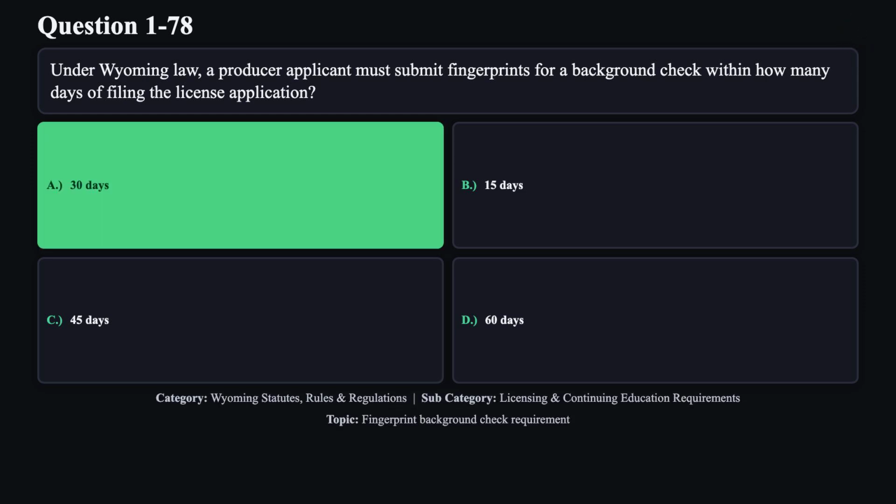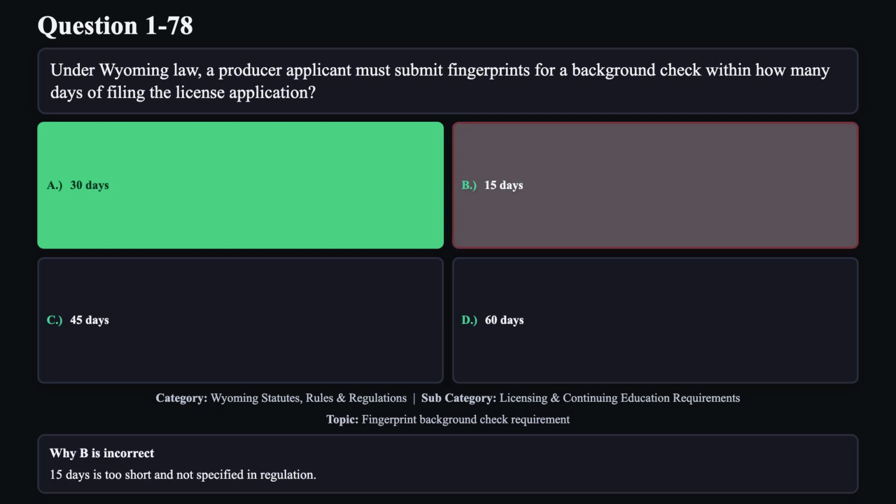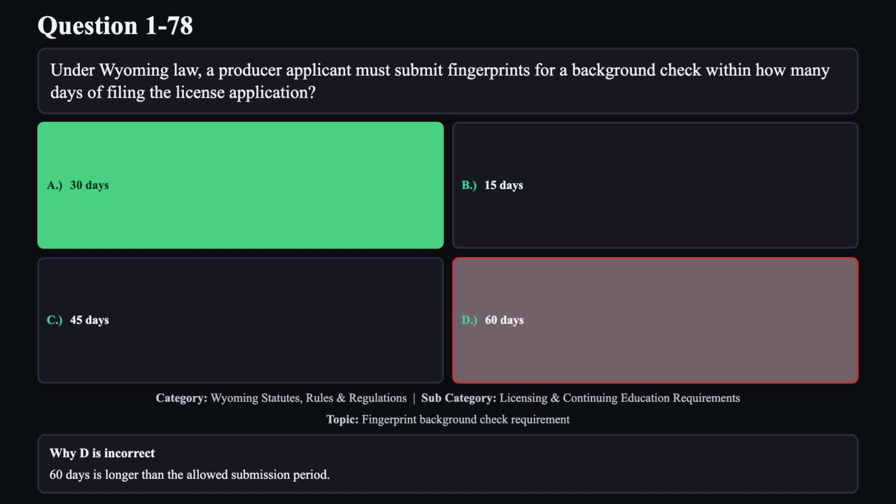The correct answer is A. Wyoming statutes require fingerprint submission within 30 days of the application filing to complete the background check. Reason B is not correct. 15 days is too short and not specified in regulation. Reason C is not correct. 45 days exceeds the statutory deadline. Reason D is not correct. 60 days is longer than the allowed submission period.